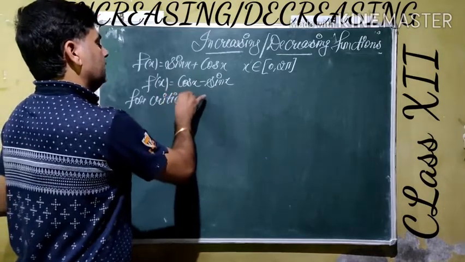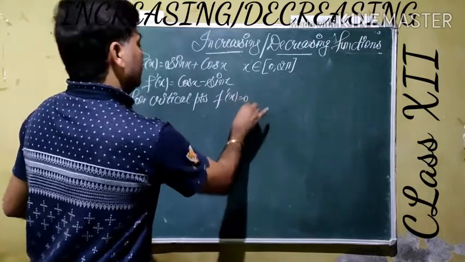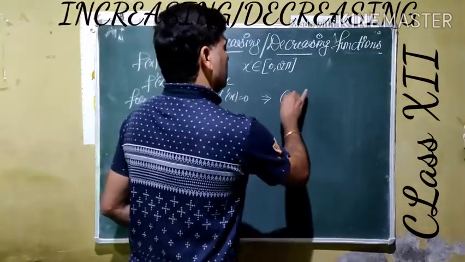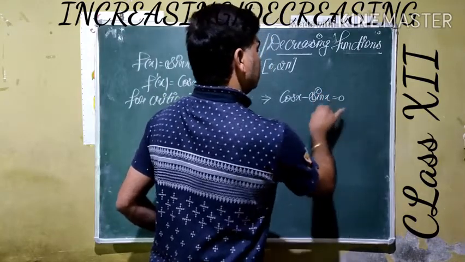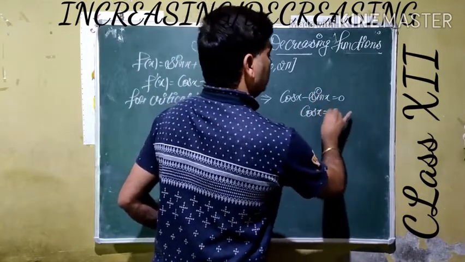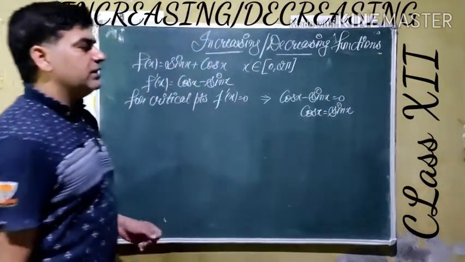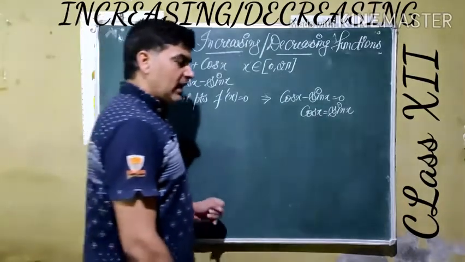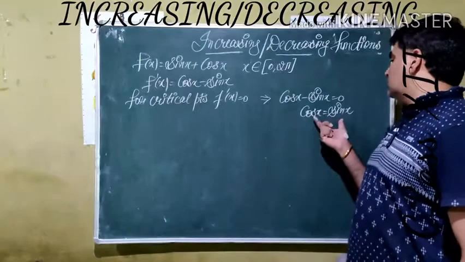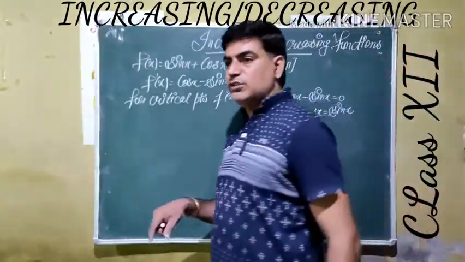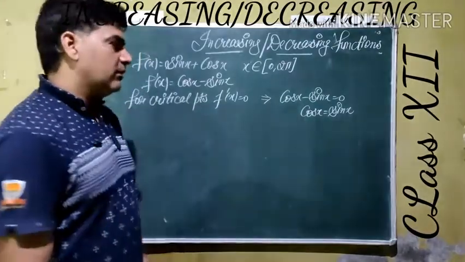The next step is the critical point. We have to take the first derivative equal to 0. It means cos x minus sin x is equal to 0, so cos x should be equal to sin x. As you know, cos theta and sin theta are both equal at 45 degrees. If you see here, both have the same sign, either both positive or both negative. This is possible only in the first quadrant and the third quadrant.